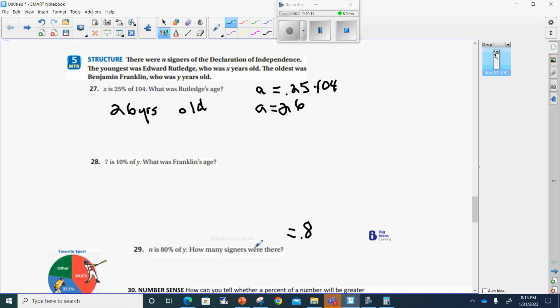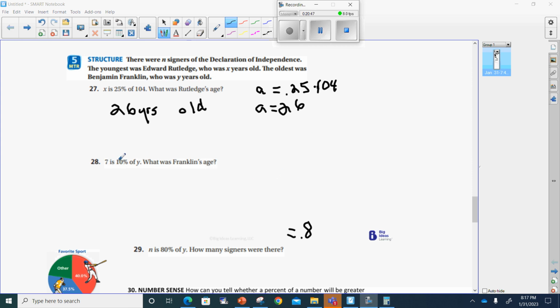And we don't know how many that is. And it says N is 80% of Y. They want to know how many signers were there total. And reading this, I realized that Y right here was Benjamin Franklin's age. So I have to find Benjamin Franklin's age and multiply 0.8 to it, right? Let's see, in order to go ahead and get my answer.